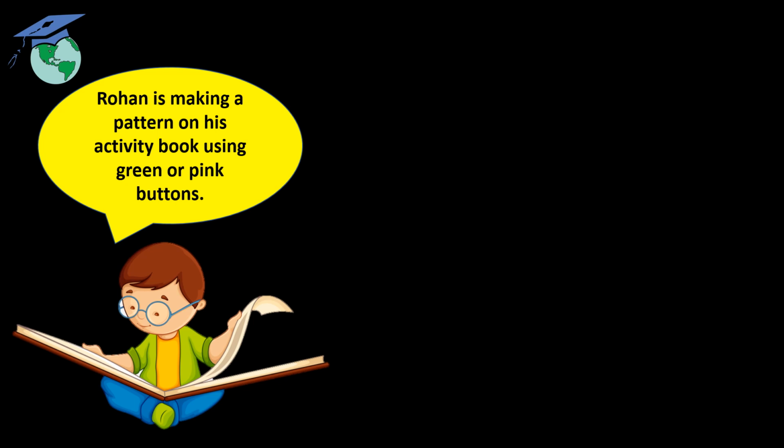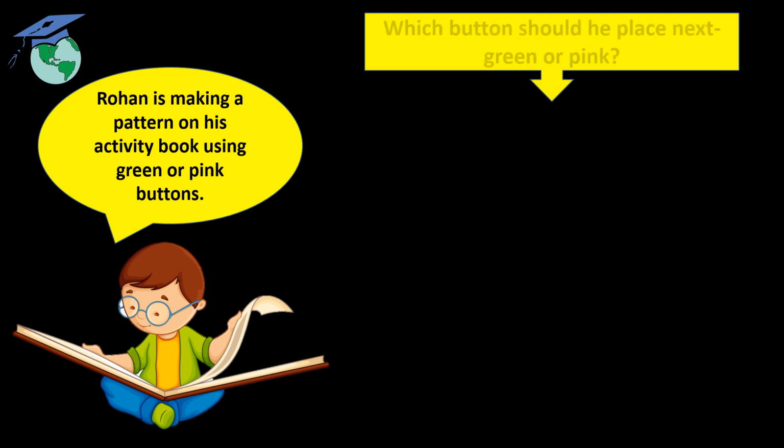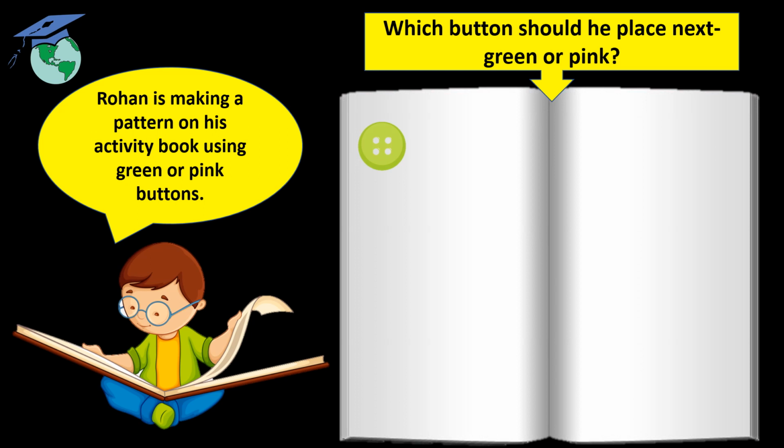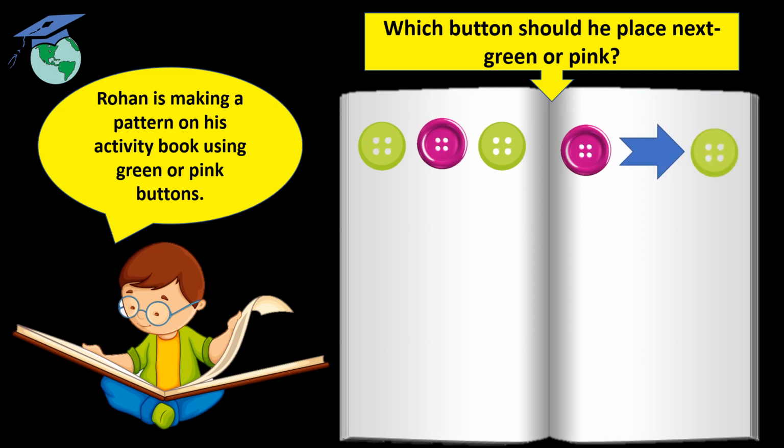This is Rohan. Rohan is making a pattern on his activity book using green or pink buttons. This is his activity book. He is placing the green and the pink buttons on his activity book. First he placed green, then pink, then green, pink. Now you are going to tell me which button should he place next? Green or pink? It will be green.